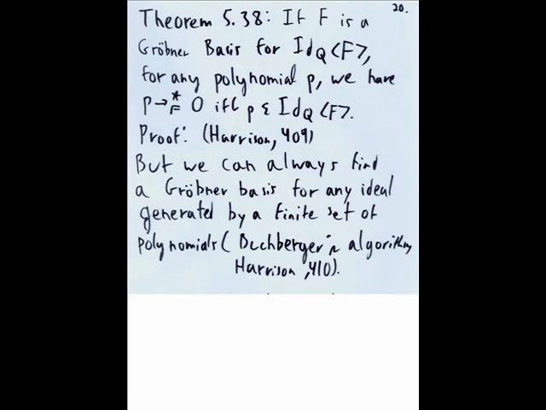Is that all we need to do? If we are lucky enough to have a Gröbner basis, all we need to do is check that this polynomial reduces finally to 0. And one of the great things that Harrison proves is that this process always terminates, which is unlike the solving of a system of linear equations. The proof of this can be found in Harrison, page 409.